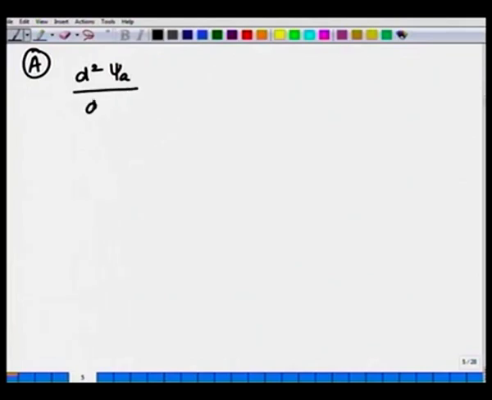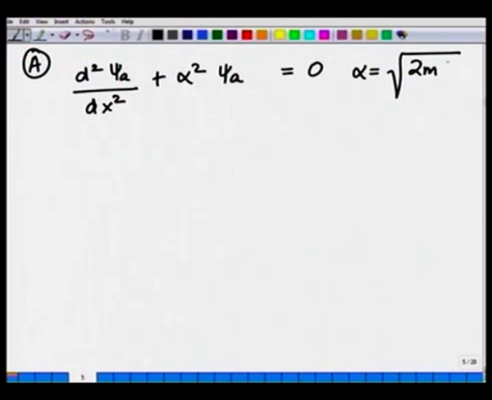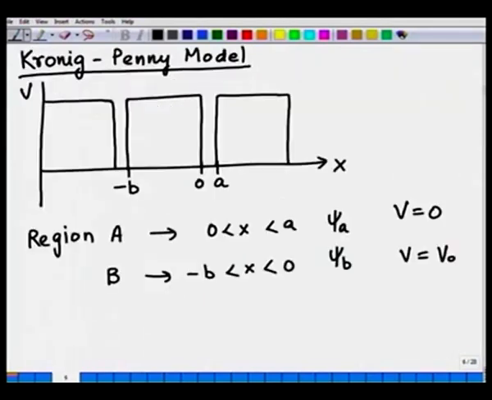So, d²φ/dx² times ħ² by 2m in front of it, which I am taking in a separate form, plus α² φ_A of position x, by the way, is equal to 0. And what is α here? α is equal to the square root of 2mE divided by ħ². Essentially, in this case V is equal to 0 in this region.